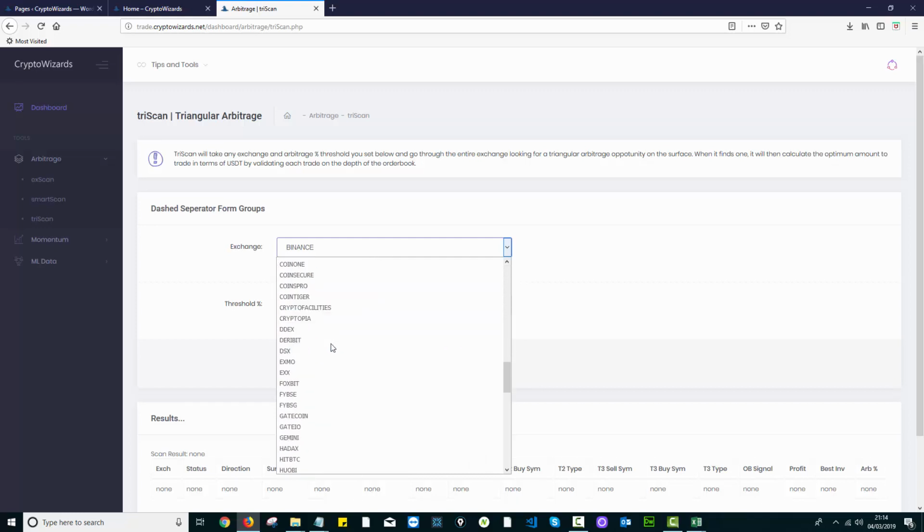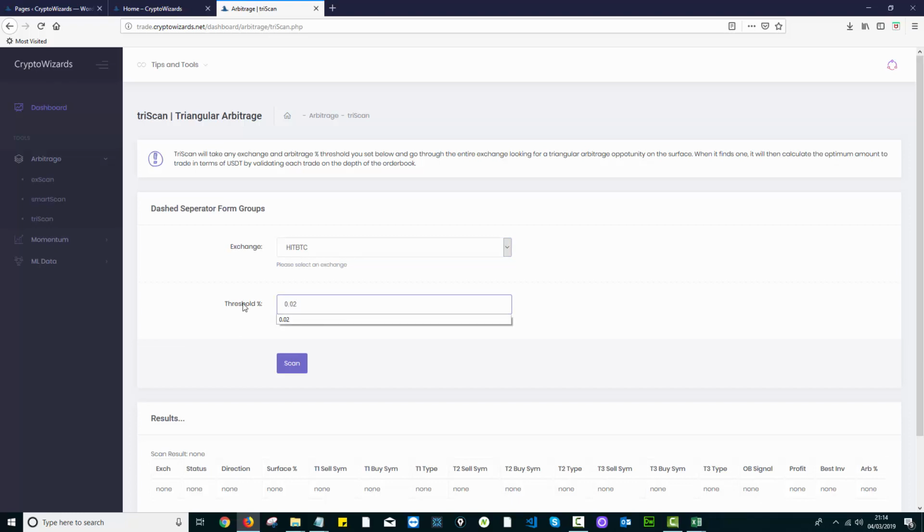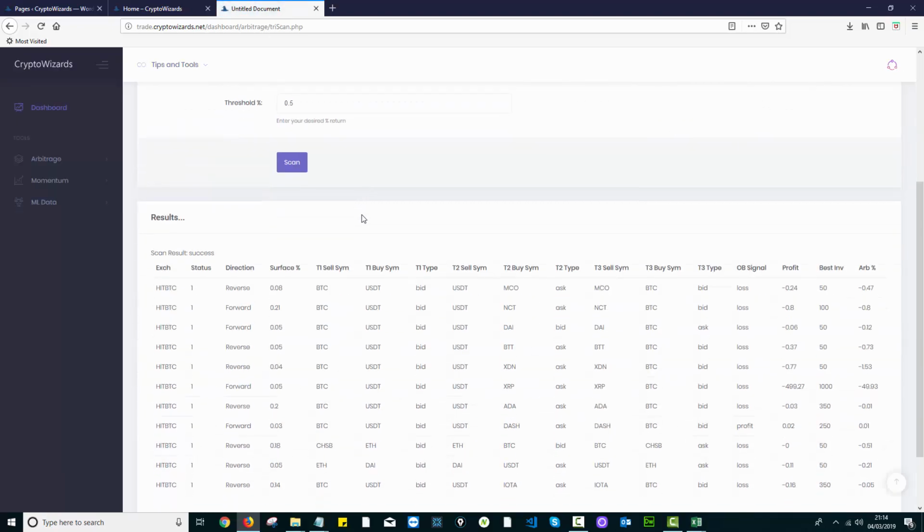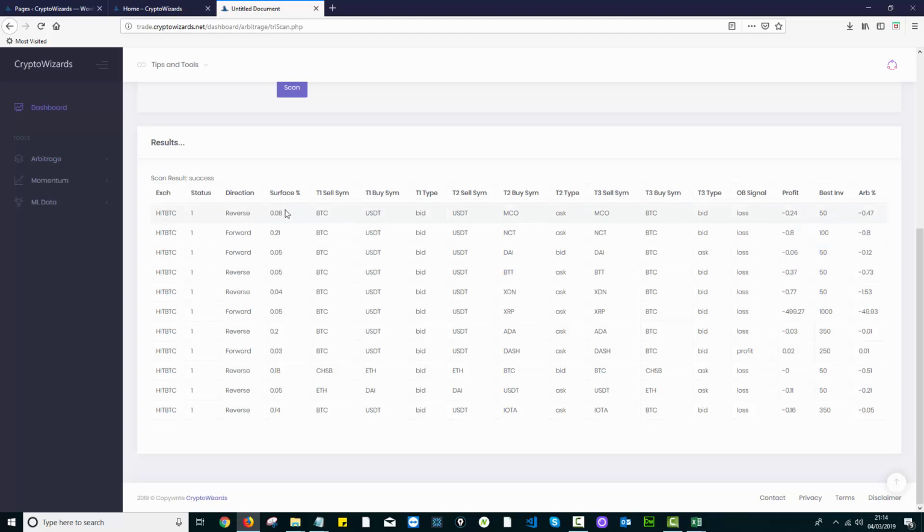So let's pick on, I'm going to pick on HitBTC and I'm going to say, just show me anything over 0.2%. Scan. Now it's going onto the exchange, going through every single coin, going into the order book depth and figuring out whether or not there's a triangular arbitrage opportunity. And here's a whole heap.